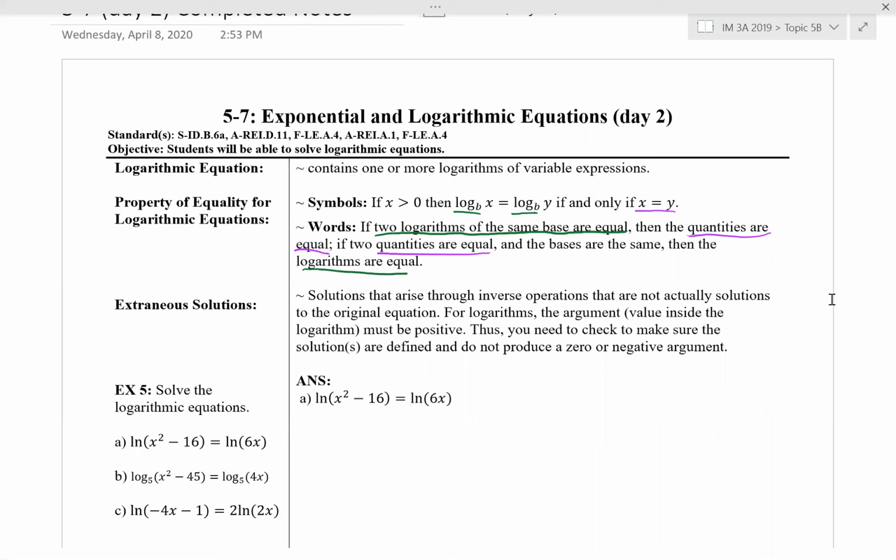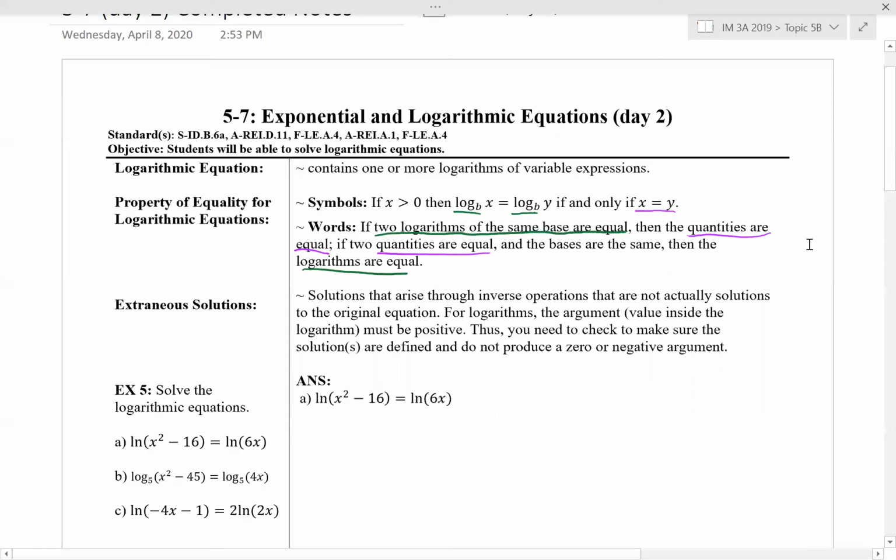The property of equality for logarithmic equations that we're going to be using today is the forward direction. So if x is greater than 0, then log base b of x equals log base b of y if and only if x equals y. What this means is that if our two logs have the same base and they're equal to each other, then the quantities are equal. So the values inside the log can be set equal to one another.